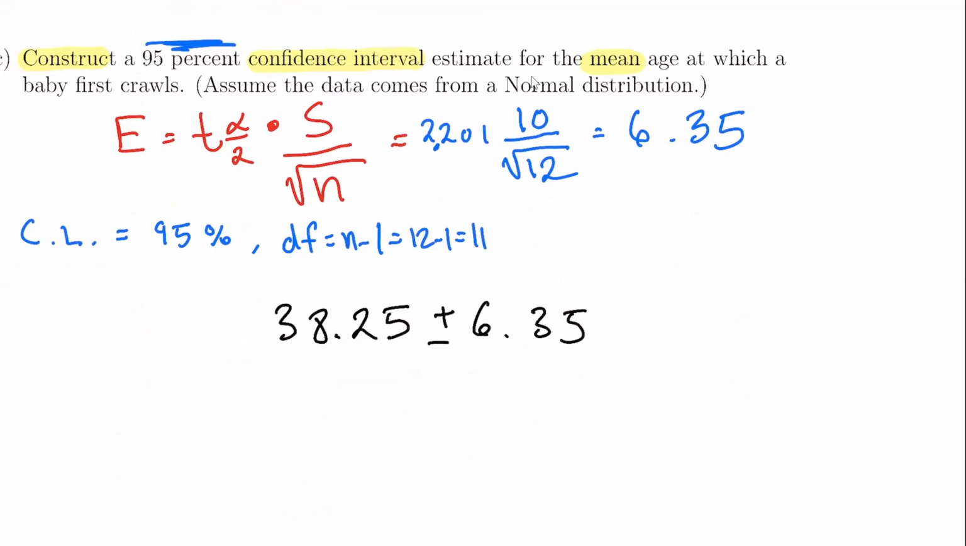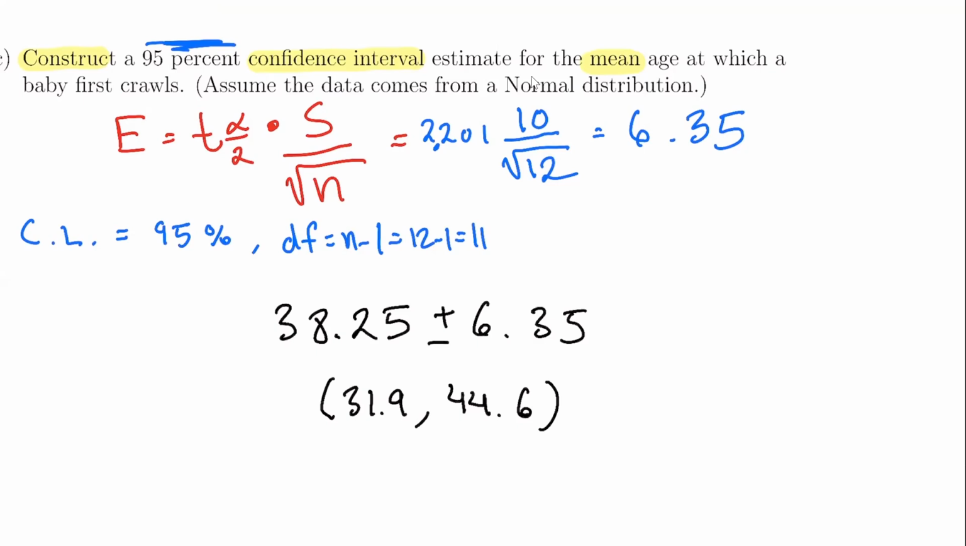So let's go ahead and do 38.25 minus 6.35, and you get 31.9. If I go ahead and add this, you get 44.6. All right, so that's our confidence.